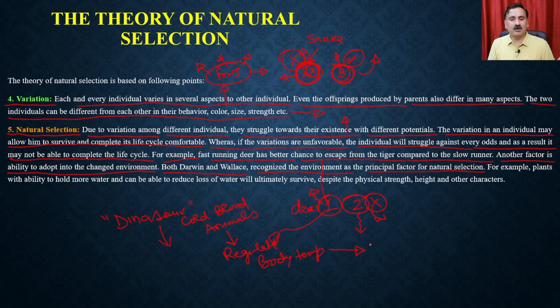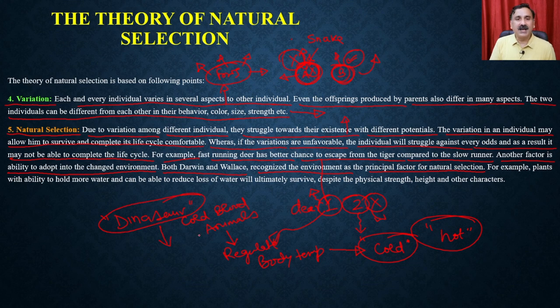For example, humans are not cold-blooded animals. They are the other kind of animal, right? So cold-blooded animals cannot regulate their body temperature. If it is cold, they will feel the cold. If it is hot, they will feel the heat. Because of this kind of variation, dinosaurs could not adapt to the changed environment. If there was a low temperature, they could not survive because they cannot regulate body temperature, and that's how the dinosaurs vanished and became extinct.